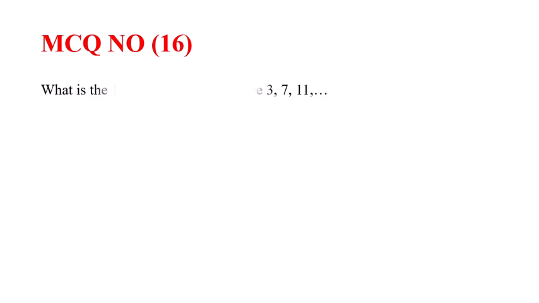MCQs number 16. What is the 12th term of the sequence? The given sequence is 3, 7, 11 and so on. Required options: option A is 47, option B is 51, option C is 49, and option D is 45.